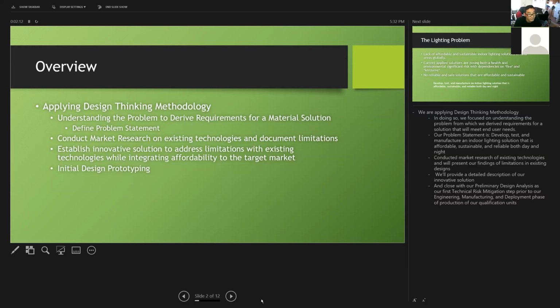We conducted market research of existing technologies and will present our findings of limitations in existing designs. We'll provide a detailed description of our innovative solution and close with our preliminary design analysis as our first technical risk mitigation step prior to our engineering, manufacturing, and development phase of production of our qualification unit. Next slide.